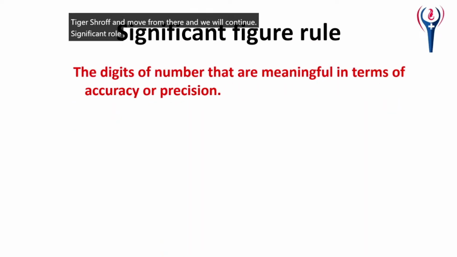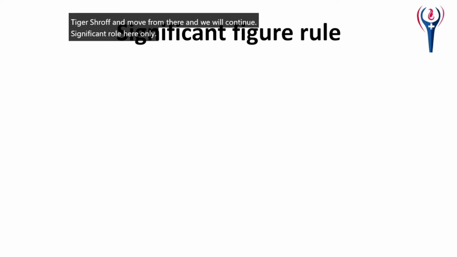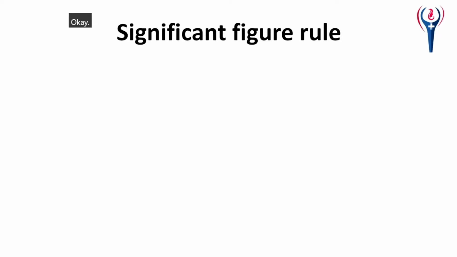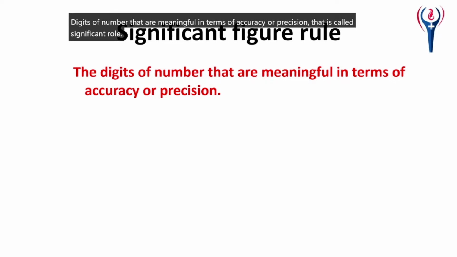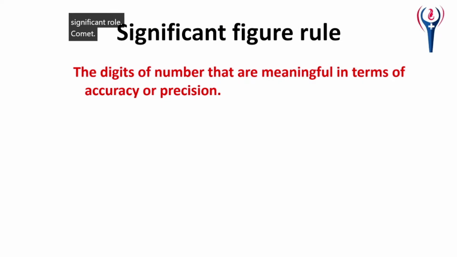Significant rule here only. What is significant rule? Digits of a number that are meaningful in terms of accuracy or precision. That is called significant rule. The number of meaningful digits in a given number. That is called significant rule.